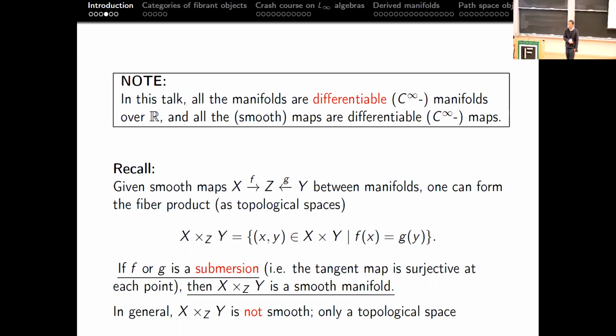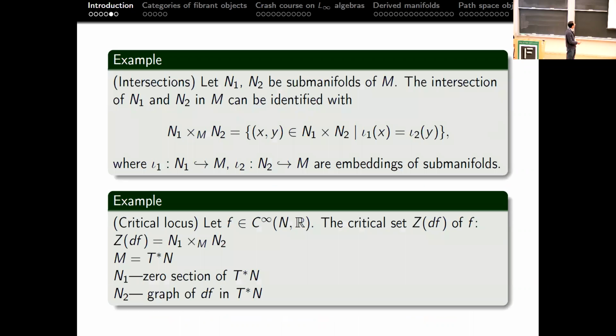All right, so now the fiber product, in fact, not only covers J inverse 0, it also covers, for instance, intersections. This is something people are normally interested in. If you have two submanifolds, you can think of the intersection of the two submanifolds as just a fiber product, right? Basically with just the inclusions. So that takes care of the intersection, and also takes care of a critical locus.